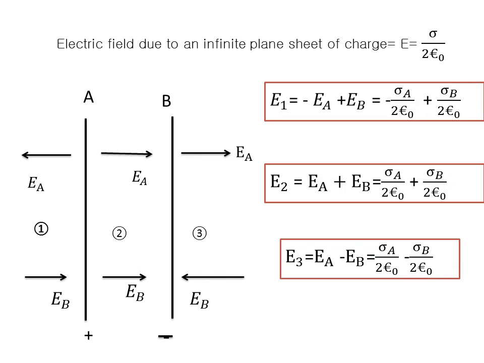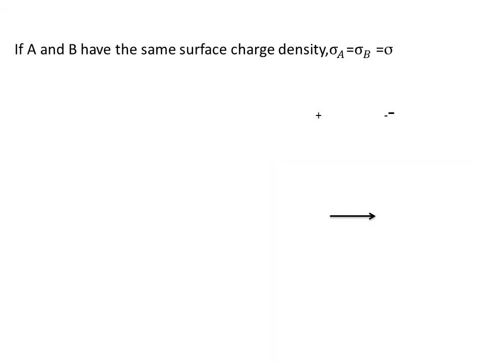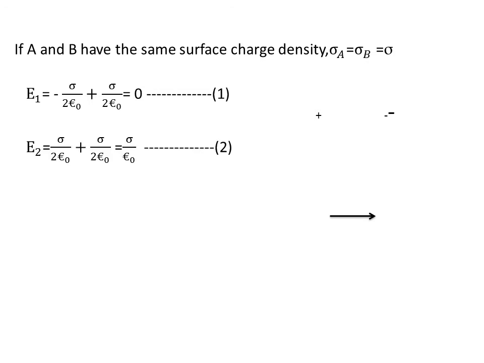Now let us assume that both the plates are equally charged, that is they have the same surface charge density. So we can take sigma A equal to sigma B equal to sigma. In equation number 1, instead of sigma A and sigma B, we can put sigma. So E1 is equal to minus sigma by 2 epsilon 0 plus sigma by 2 epsilon 0, which is equal to 0. E2 is equal to sigma by 2 epsilon 0 plus sigma by 2 epsilon 0, that is sigma by epsilon 0. E3 is equal to 0 again.